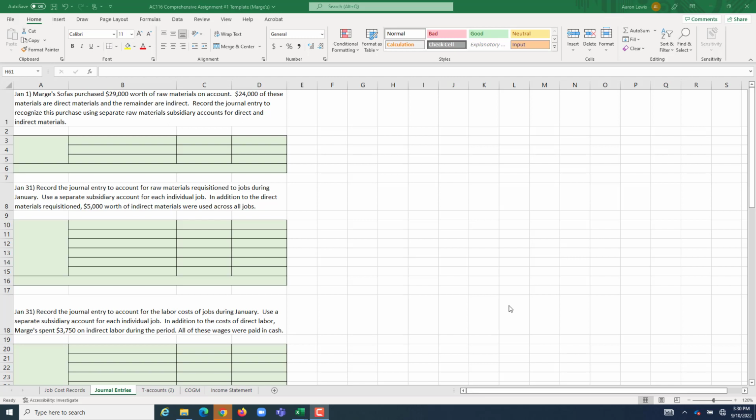On January 1st, Marge's sofas purchased $29,000 worth of raw materials, and they did so on account. $24,000 of these materials are direct, while the remainder is indirect. We need to record the journal entry to recognize this purchase, and for Marge's, they are going to use separate subsidiary accounts for direct materials and indirect materials. So on January 1st, on 1/1, I'm going to record this purchase by making two debits to raw materials inventory.